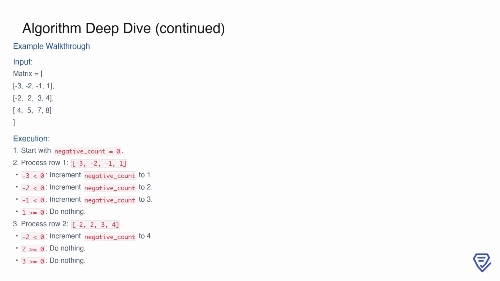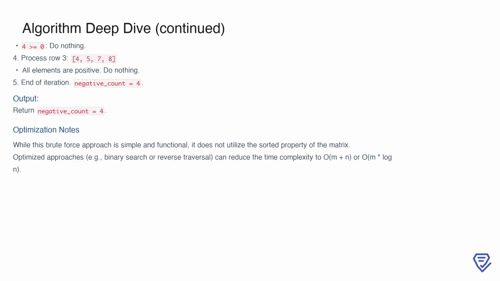Moving to the second row, -2, 2, 3, 4, we start with -2, which is negative, so we increment _count to 4. The remaining elements, 2, 3, and 4, are positive, so no further increments are made. Finally, in the third row, 4, 5, 7, 8, all the elements are positive, so there's nothing to count. At the end of the iteration, the _count remains 4. This is the total number of negative numbers in the matrix, so we return this value as our output.